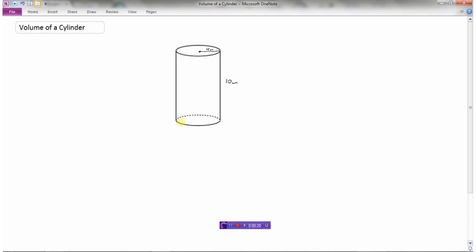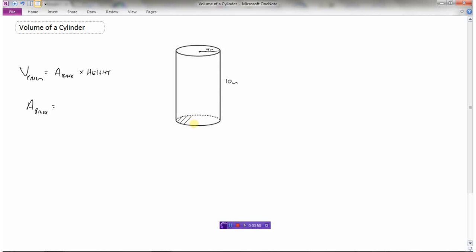Well, a cylinder is a special type of prism. It's a prism because the bottom is the same as the top. It's just that the bottom is a circle. So the volume of a prism is always the area of the base multiplied by the height. And so looking at this question, when we have a cylinder, the base is a circle.